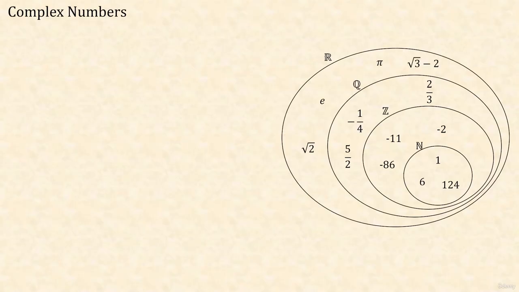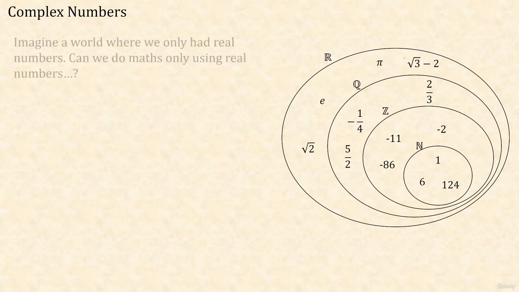So here's the set of all real numbers. So this includes roots, things like root 2. It includes things like a mixture of roots and rational numbers like root 3 minus 2. That is an irrational but real number. And it includes famous numbers like pi and e. Of course, it also includes fractions and everything else inside. So here's the question. Imagine a world where we only had real numbers. Can we do maths only using real numbers? And this is the sort of maths that we've been doing so far.